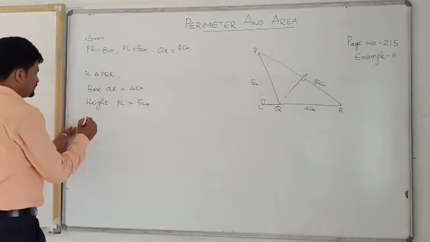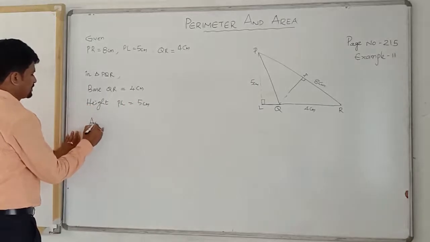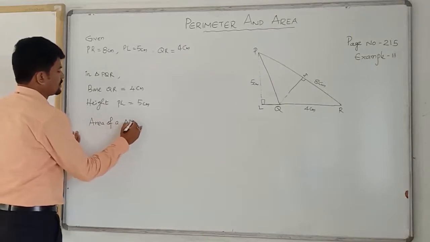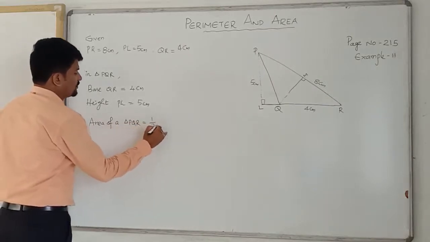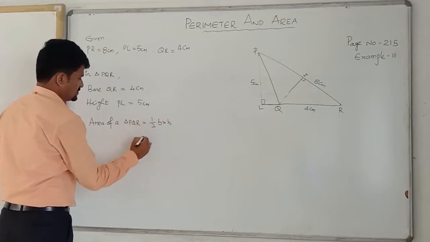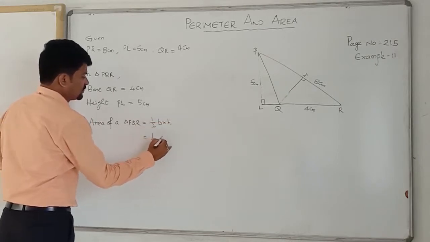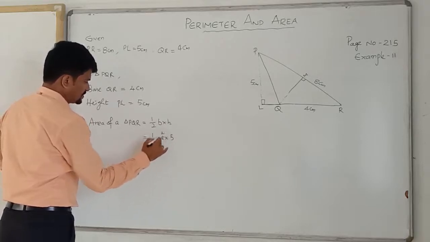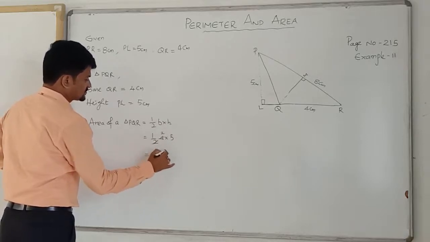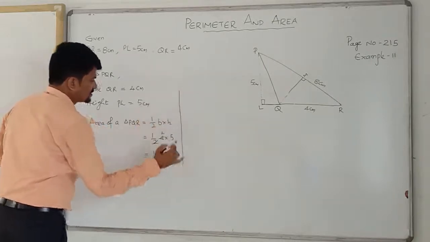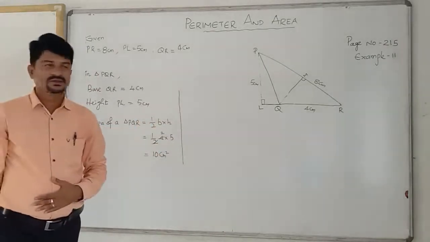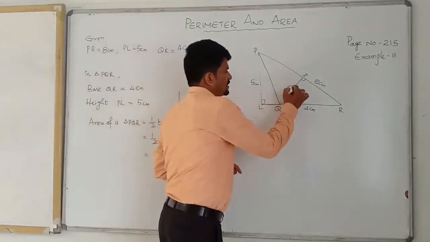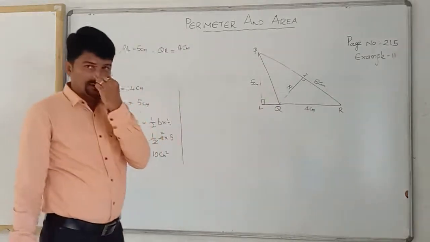That implies now area of triangle is half base into height, that implies half, base means 4, height means 5, 10 centimeters square. This is question number 1, area of triangle PQR. Now, second question, we need to find the length of the QM.